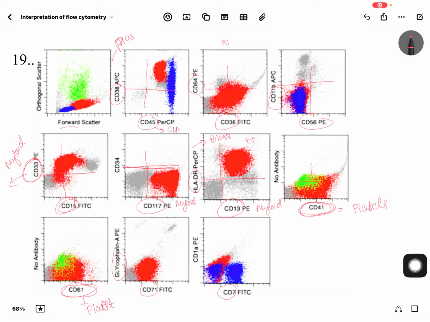CD1A, I don't know what CD7 is, again T cell. Okay, so what are the things I am getting here? First one, is there a blast population? Yes, blast population is there. Which one? That is HLA-DR.